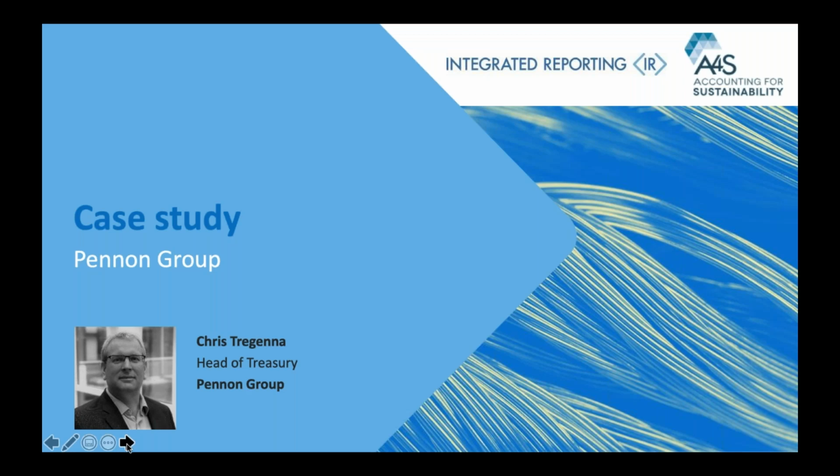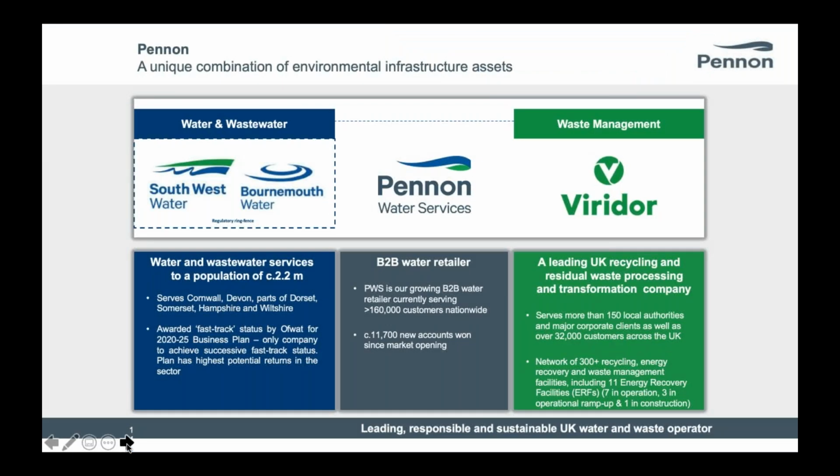If we can go to the first slide. My name is Chris Tregenna, and I am the Head of Treasury at Pennon Group. Pennon Group is a FTSE 250 listed company and is the largest environmental infrastructure group in the UK. We are focused on the UK. We have the South West Water business and the Bournemouth Water business, which are based in the southwest of England, and then we have the Viridor business, which is a national UK business.